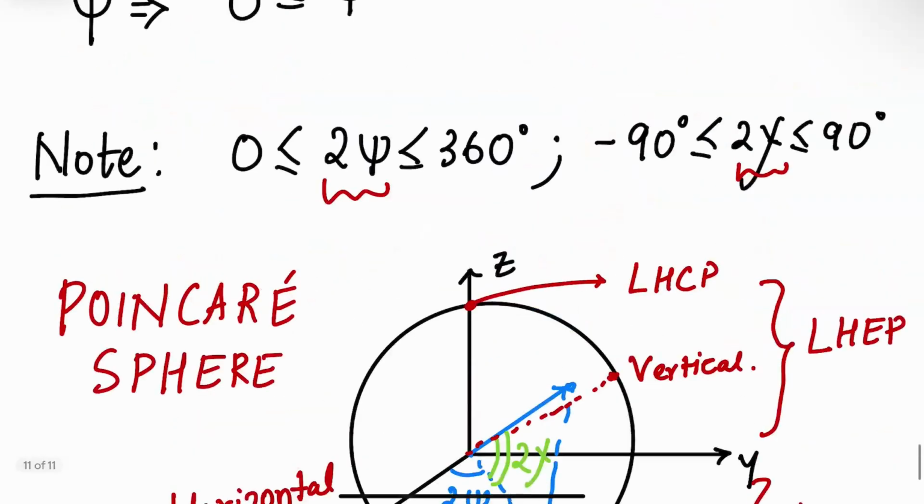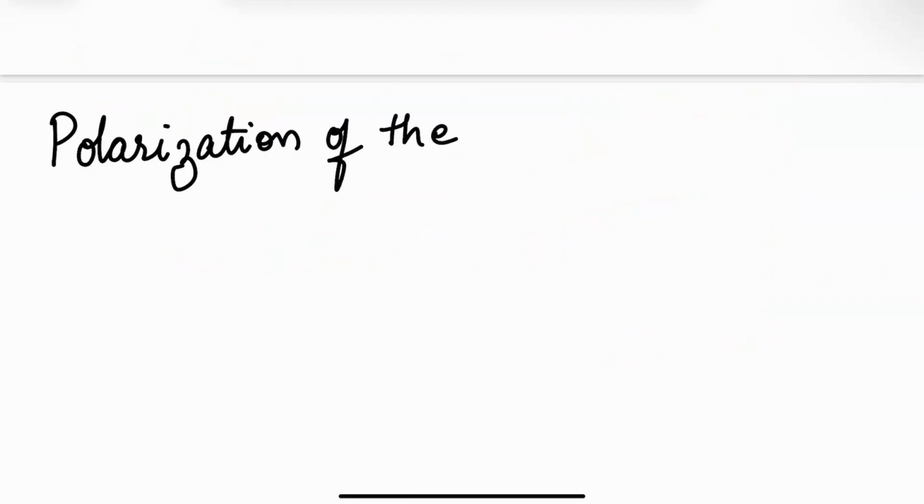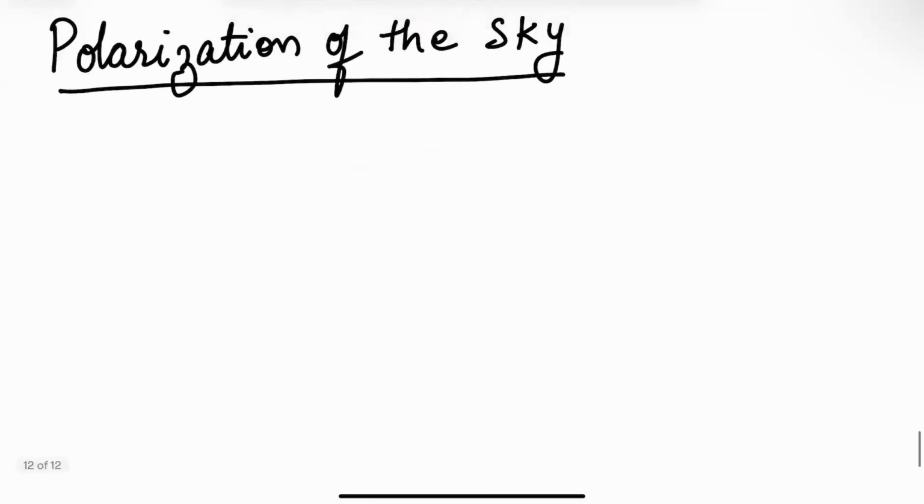Okay? All right, so since we're on this topic of polarization, maybe we can talk about one last interesting topic, which is the polarization of the sky. Okay, so essentially we want to know if the blue sky that you see when you look up into the sky is polarized or not. And the answer to that is that it is actually polarized.